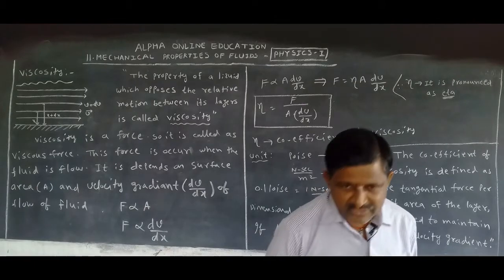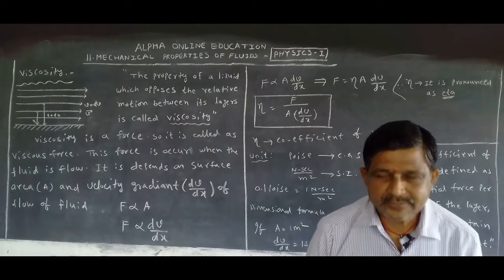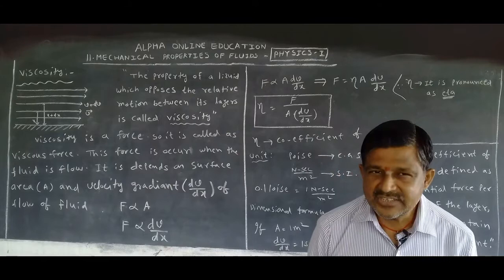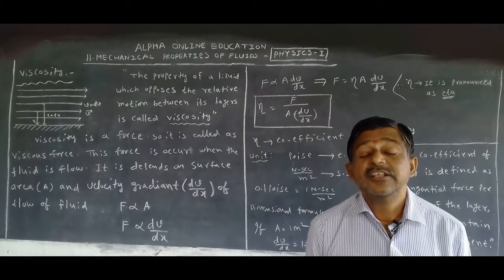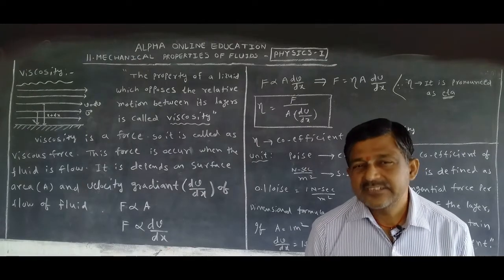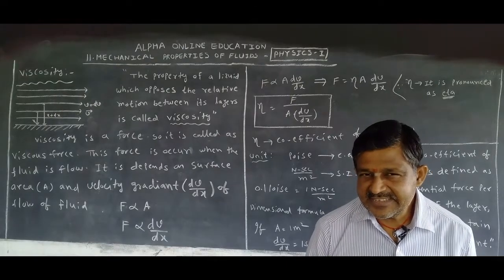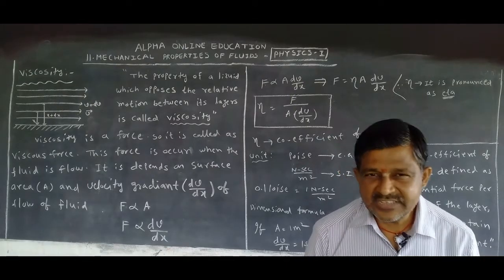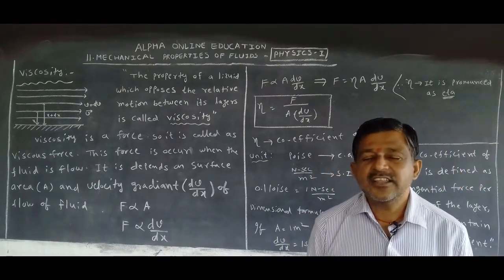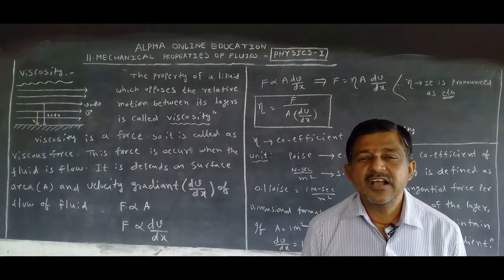This means the coefficient of viscosity depends on how many factors? Two, when the liquid flows: one is the area of the layer and the second is the velocity gradient. Area is more, viscous force is more; area is less, viscous force is less. Next, when velocity gradient increases, viscous force increases. When viscous force increases, the fluid doesn't flow with high speed.